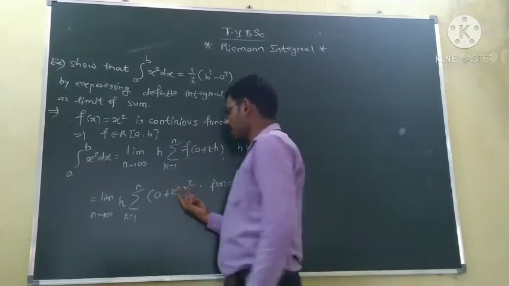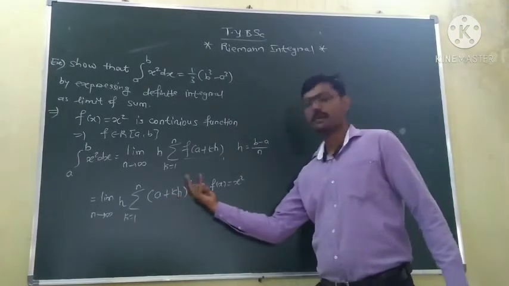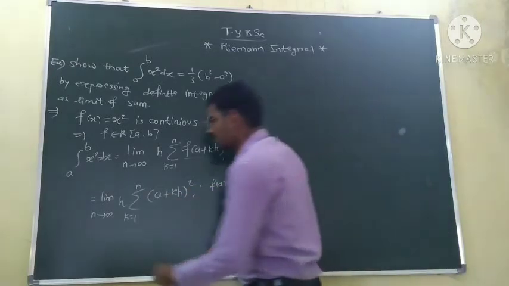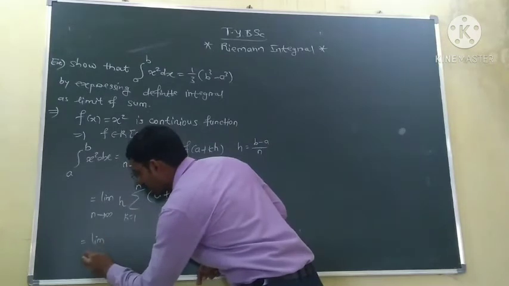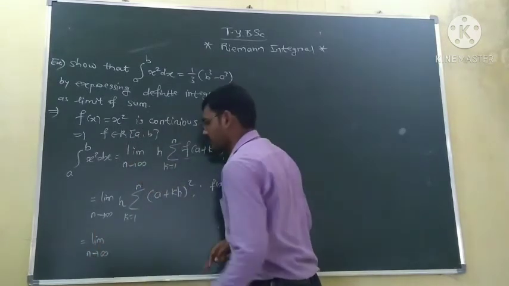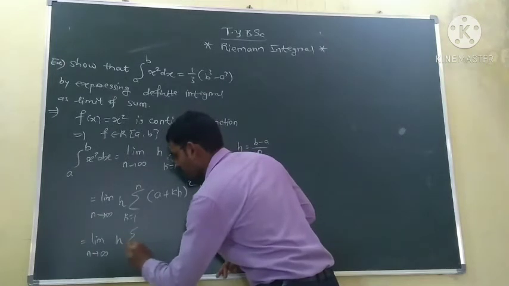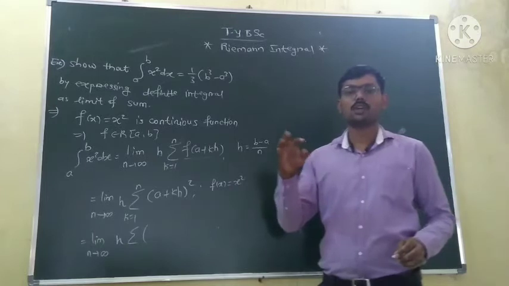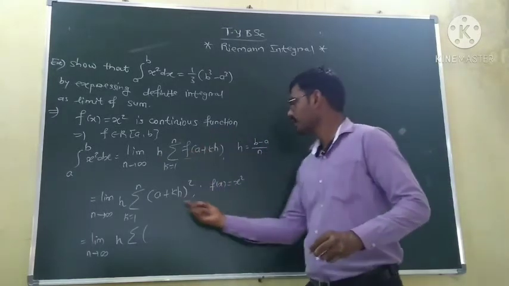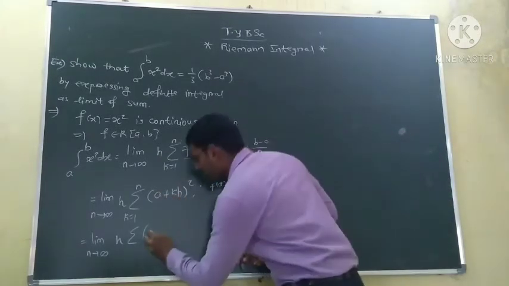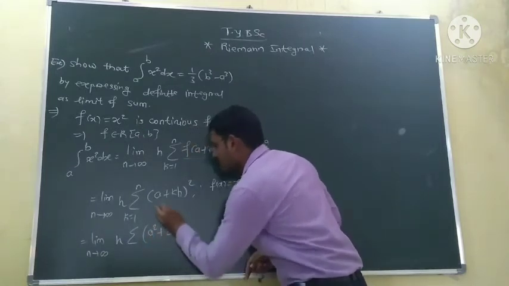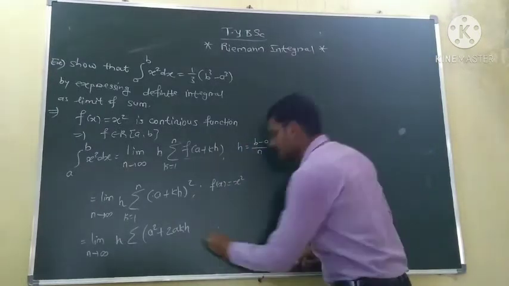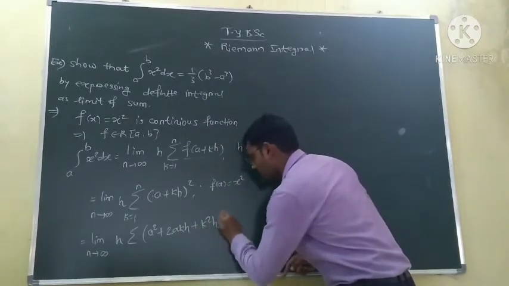Now we can expand the square bracket, the square of the addition of two numbers. This will be equal to limit n tends to infinity of h as it is, times the summation of the expansion. We know a plus b whole square is a square plus twice ab plus b square. So here this is a, this is b, and the square will be a square plus twice a k h plus k square h square.